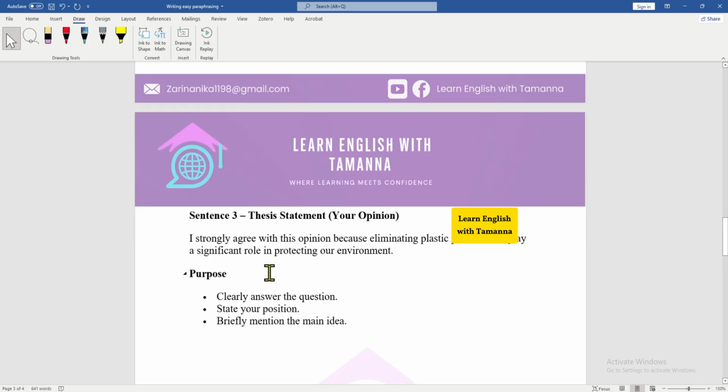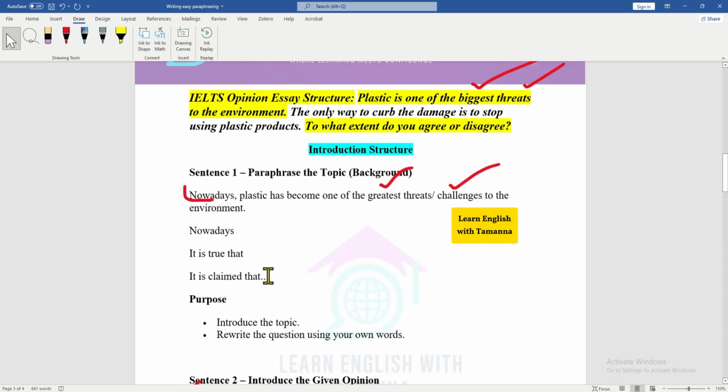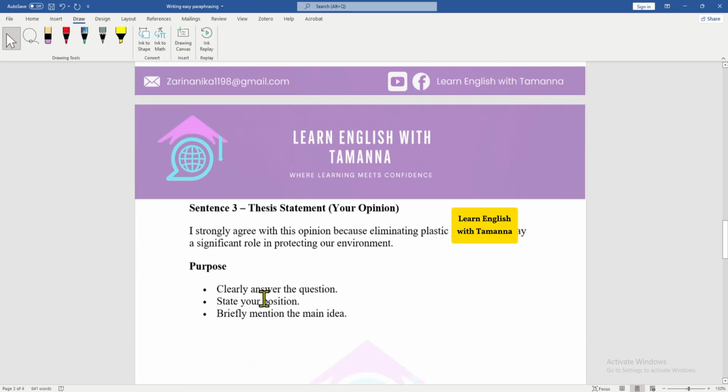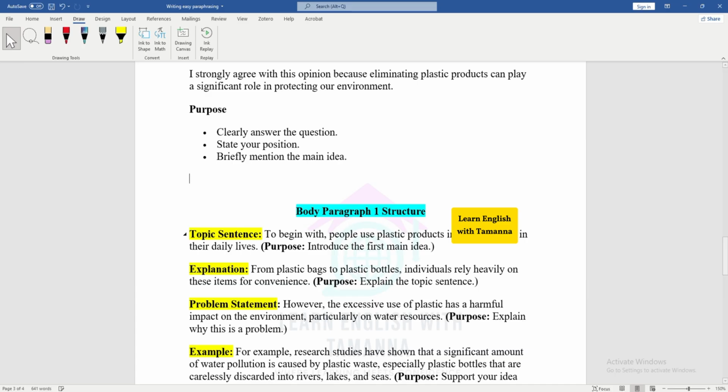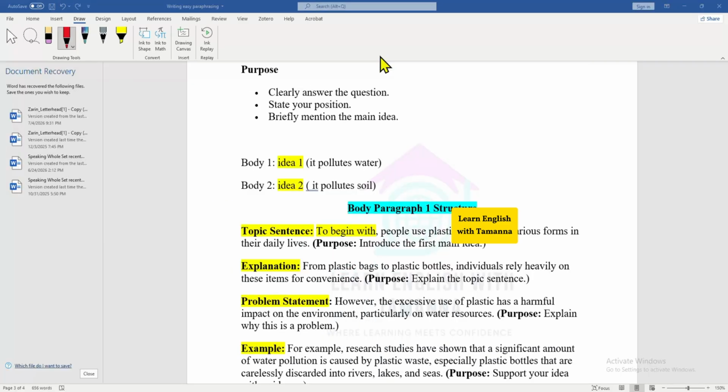Okay, so I hope we are done with the introduction part, right? We are moving to our next chapter, body paragraph 1 structure. Now, before we understand the body paragraph 1 structure, let's understand first what we are going to write here. Basically, we are going to write about our idea 1 and 2 in body 1 and 2 respectively.